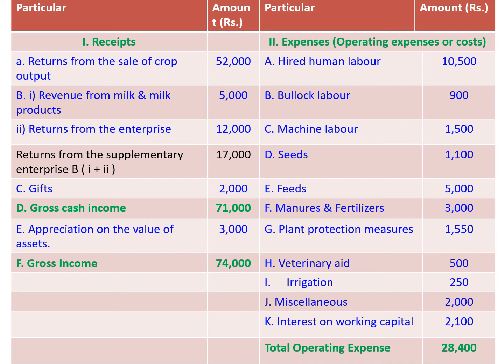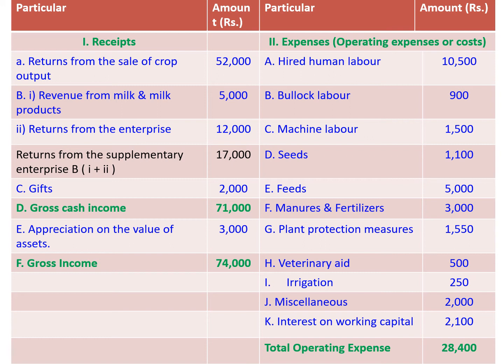In receipts we first get the return from the sale of crop output. By selling the crop output we can get 52,000 rupees. Then next is revenue from milk and milk products. We get 5,000 rupees. Then next is returns from the enterprise. We get 12,000 rupees. So in B, returns from the supplementary enterprise, that is revenue or income from the milk and milk products and the supplementary enterprise, we can collectively get 5,000 plus 12,000, that is 17,000 rupees.